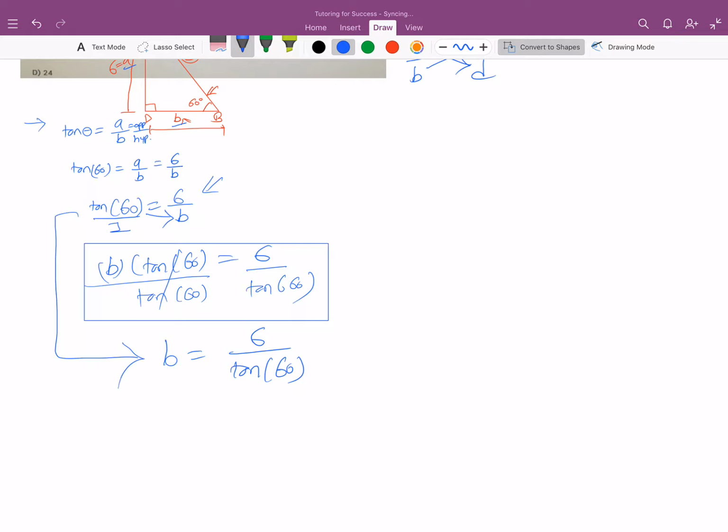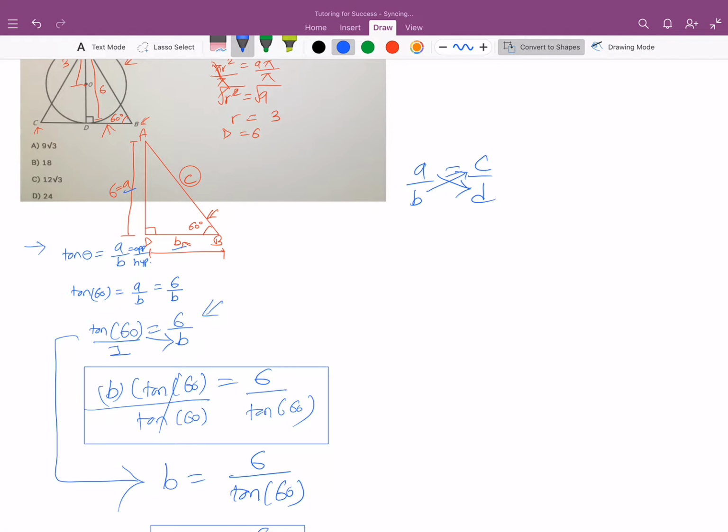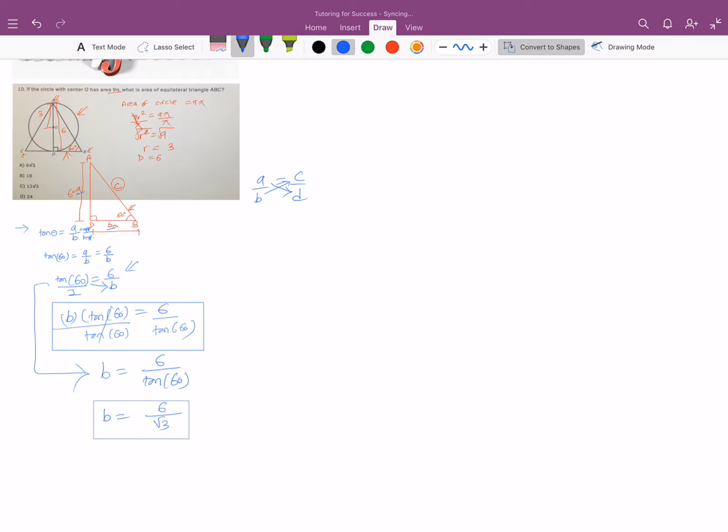So this is how I get it. So b is equal to 6, and tan 60 is radical 3. So you have b is 6 over radical 3. Okay?